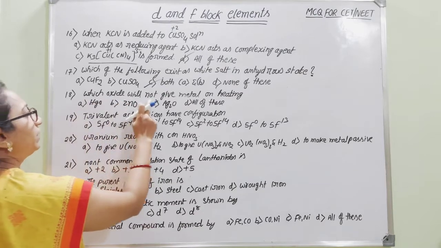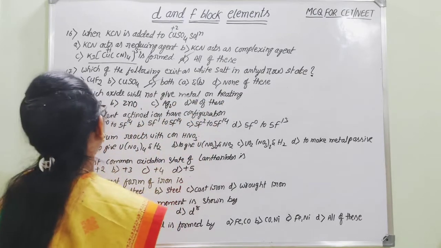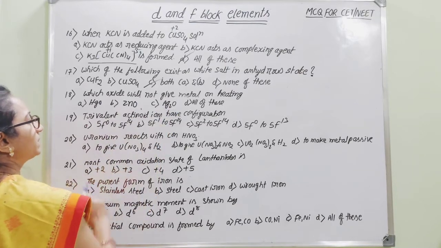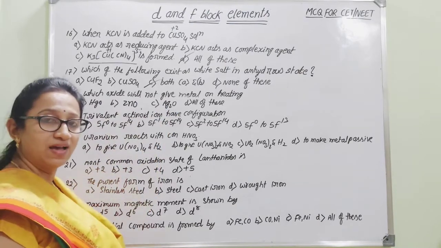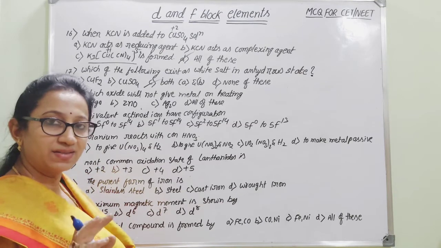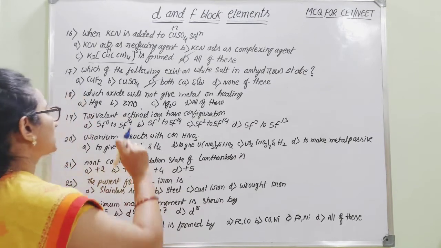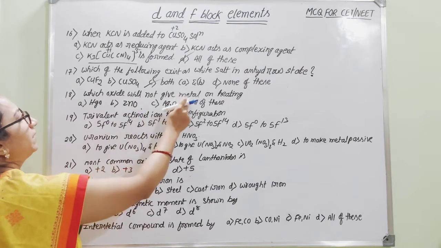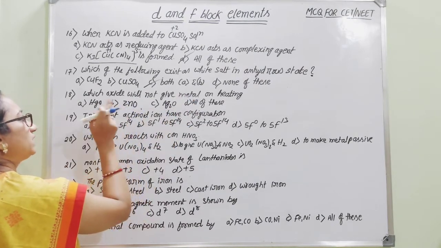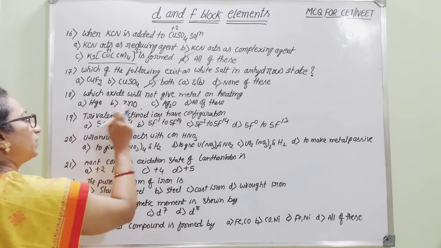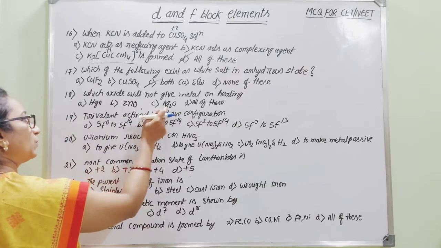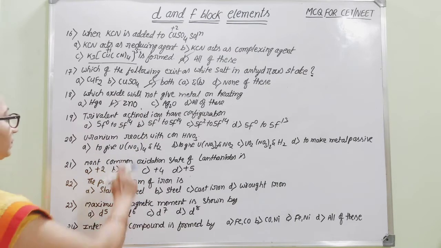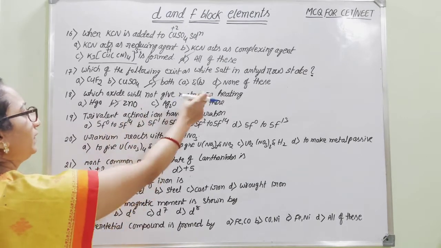Next, which oxide will not give metal on heating? Here, HgO, ZnO and Ag2O. You just remember, whichever metal oxides have metals which are more electropositive than hydrogen, they will not give metal on heating. Which is more electropositive than hydrogen? That is zinc. And mercury and silver are less electropositive compared to hydrogen. Therefore, option B is the right answer. It won't give metal on heating.